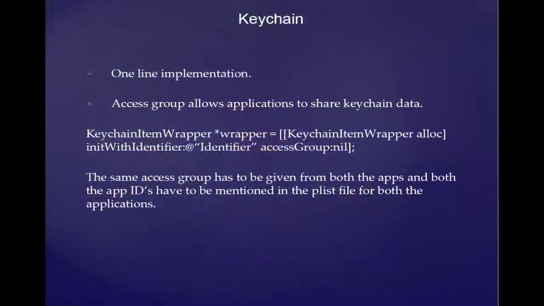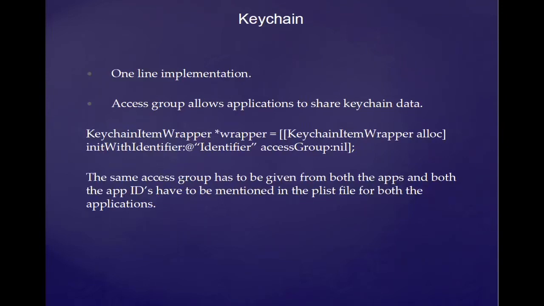Storing information in the keychain is really simple. You can use wrappers like this, KeychainItemWrapper, allocate it with the identifier, and then you can store the information. There is a thing called access group: if two applications are using the same access group, they can share the information with each other.